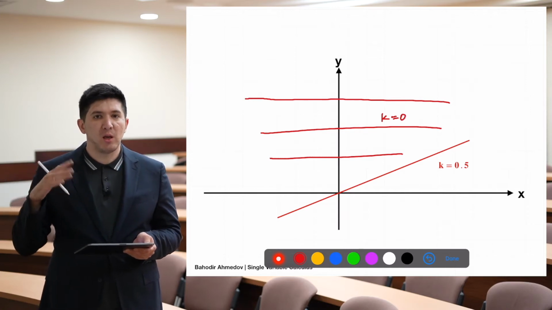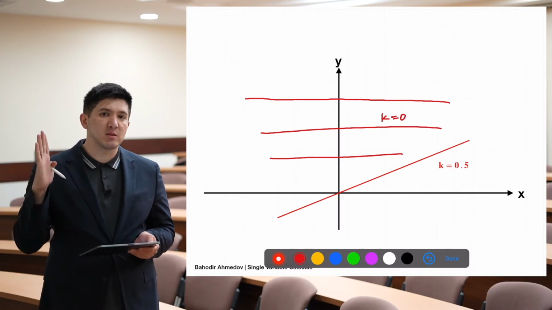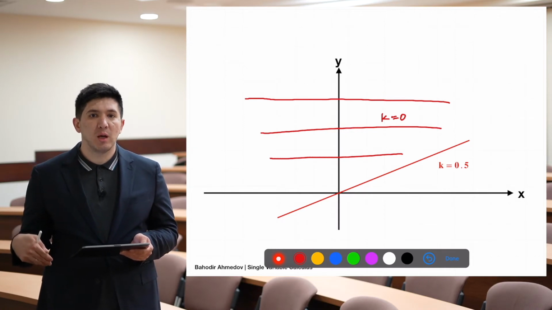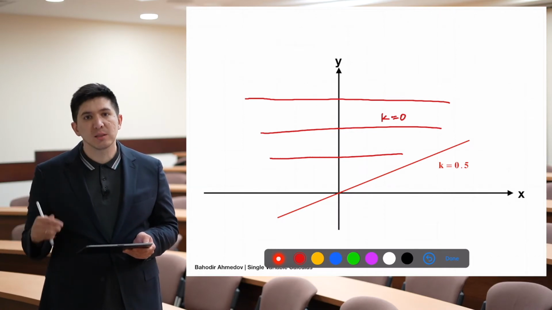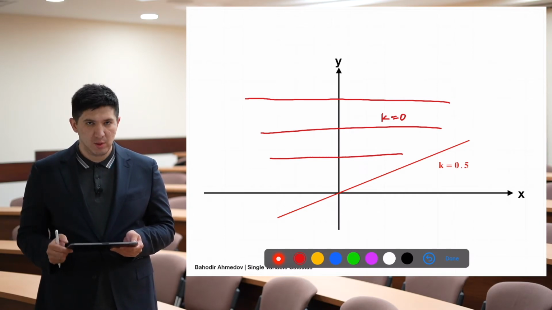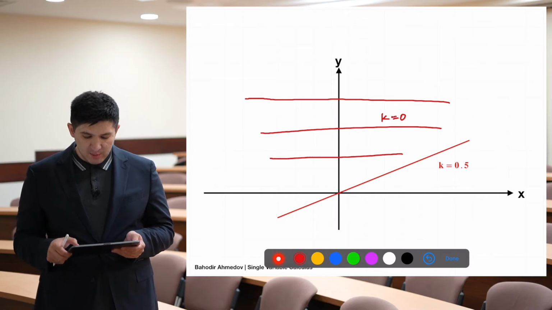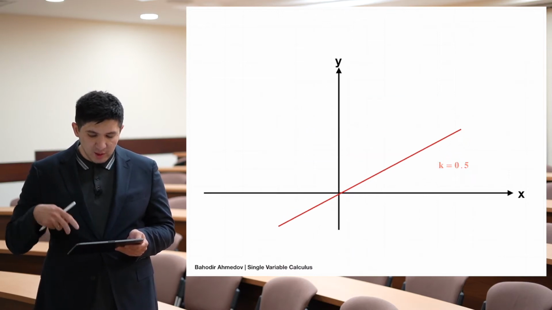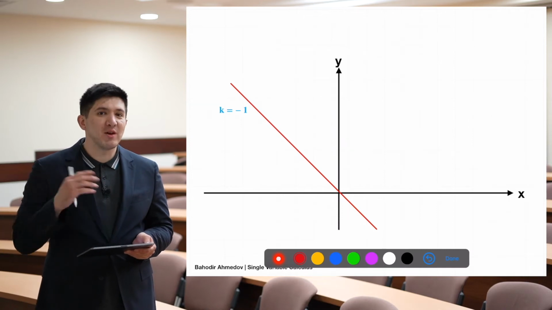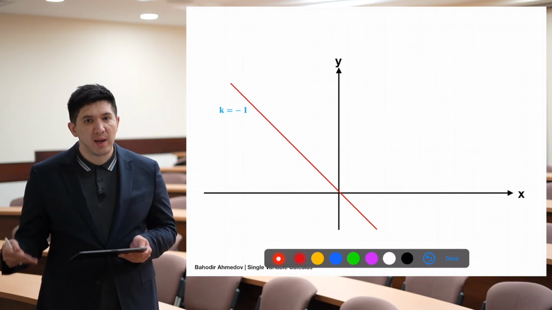Okay? So as I rotate this towards the y, the slope is going to increase. As I rotate the line towards the x, the slope is going to decrease, and eventually it's going to reach 0. At the same time, if I keep rotating this line into a different direction, the slope can be negative.